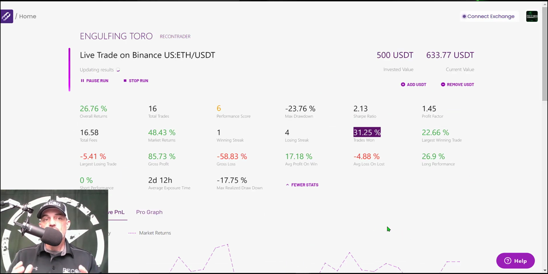And I think that pretty much wraps it up. I just really wanted to do a quick update on my Engulfing Toro crypto trading bot on the MUDREX platform. I deployed it with 500 USDT in ammo. It's currently at 633 USDT in ammo, or a 26.76% return.